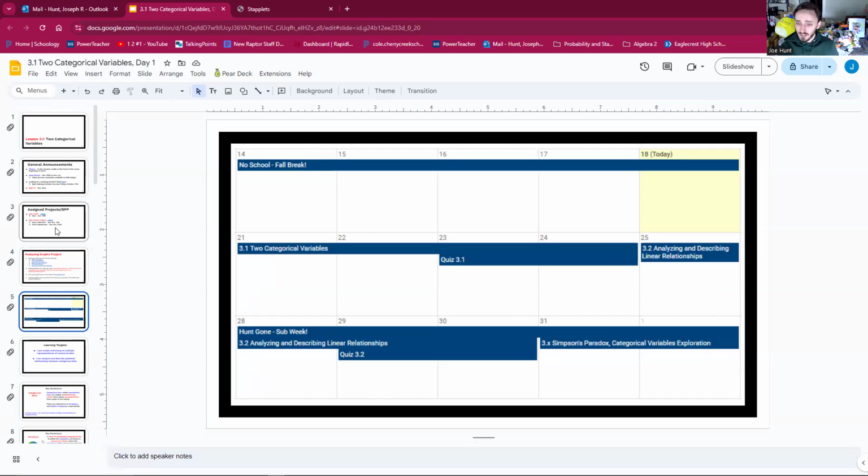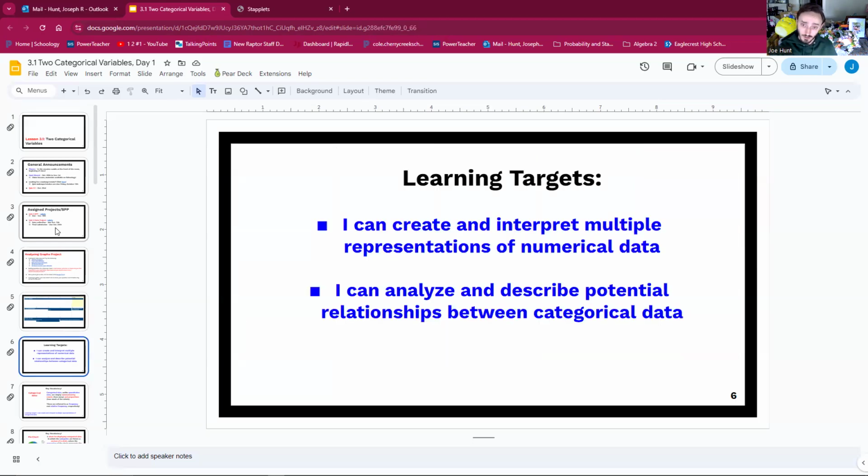This is essentially the week at a glance for the first couple of weeks as we come back. We're really going to hit two major lesson topics in the first couple of weeks before we really start diving back into some of the probability work and carrying out from there into our last unit for Unit 4.